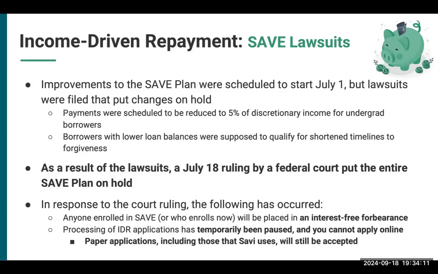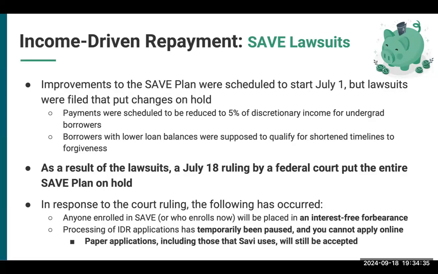And the good thing about Savi, which I'm going to show you a little bit later on, is we've always used paper applications. We digitize them and digitally fax them. So we have been unaffected by this and are able to submit applications on behalf of any borrower. But you are not able to do so through your federal student aid account at studentaid.gov.